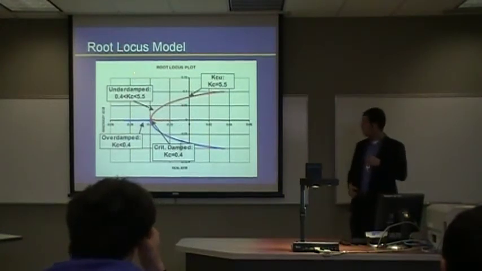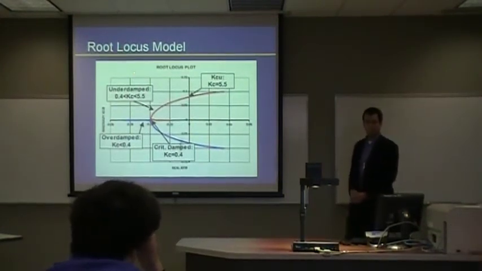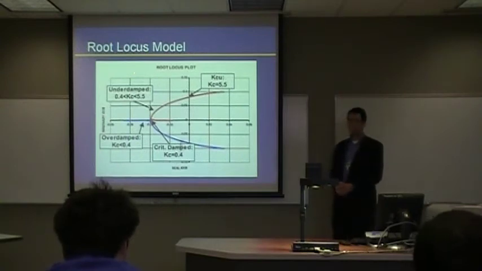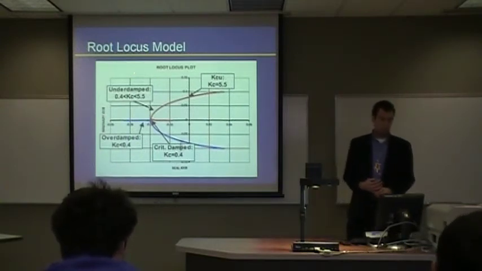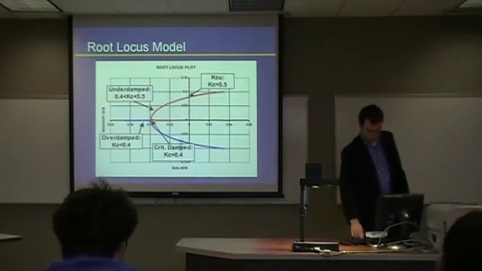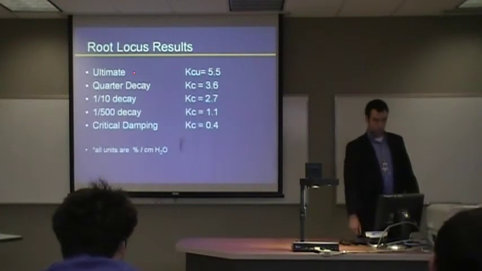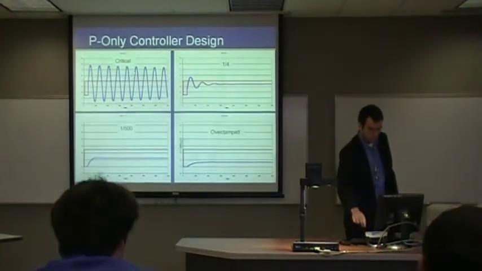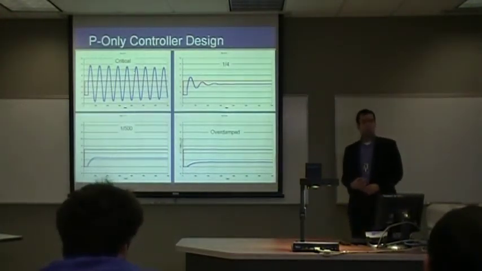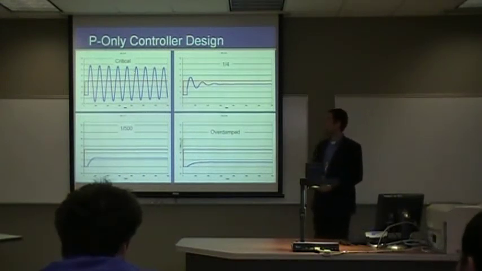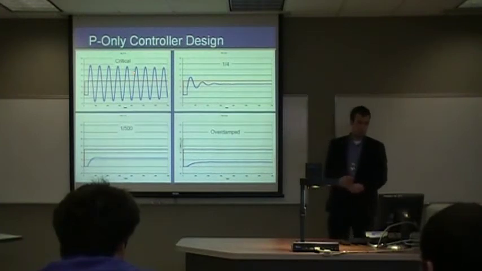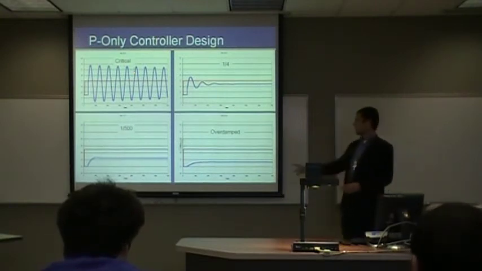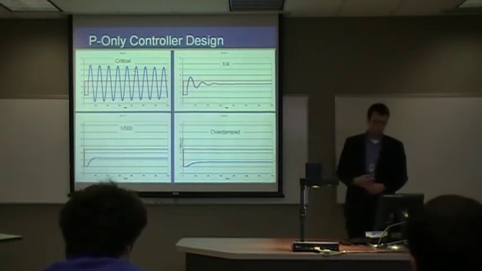So, we ran the model for the root locus. You can see our ultimate Kc is 5.5. Our underdamped Kc is 0.4. And values below 0.4 result in an underdamped response. Here's just a summary of our Kc results for the root locus model. Moving along to the P only controller design. As you can see in the upper left corner, this is for the critical Kc value, which results in uncontrolled oscillations. Bottom right corner, this is underdamped, where there's no overshoot.